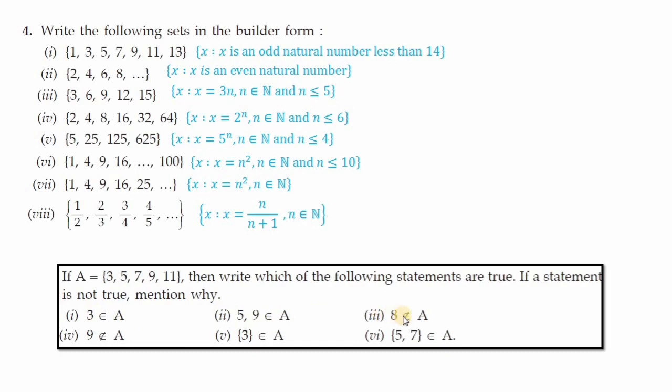8 does not belong to A. This is also true because we don't have 8 in this, isn't it? 9 does not belong to A. This is false because 9 is present, isn't it? Now this is wrong. Remember, okay?